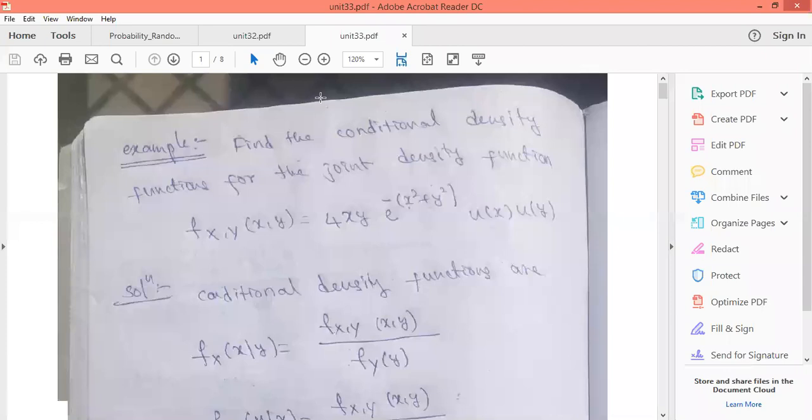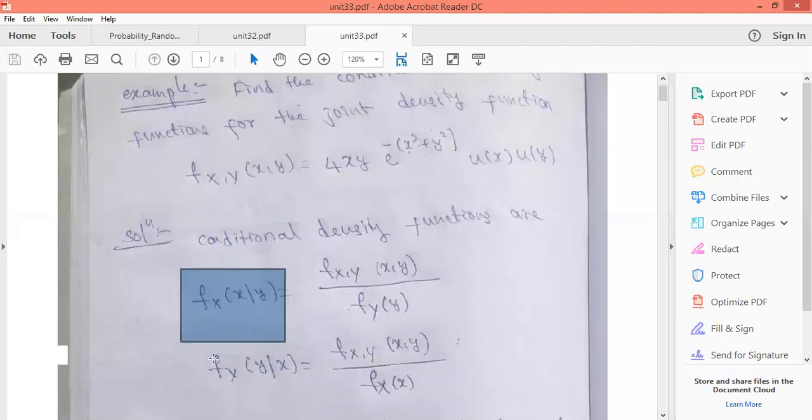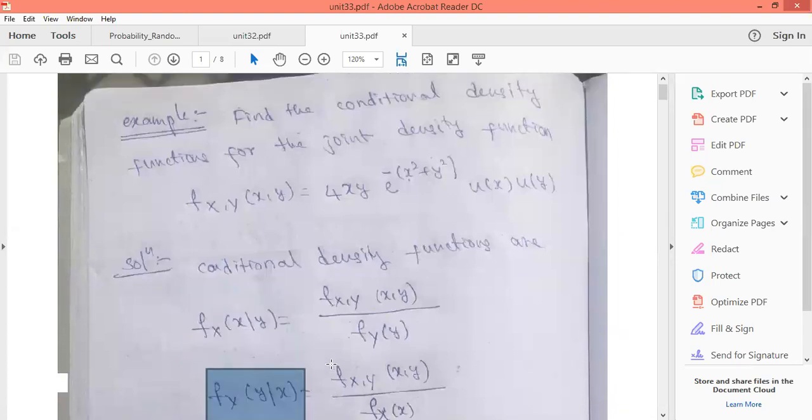What are the conditional density functions? f_X(x|y) and f_Y(y|x). These are the conditional density functions we have to find out.